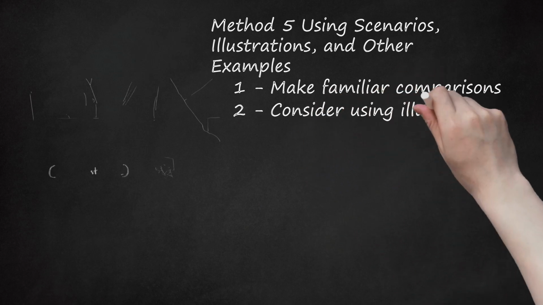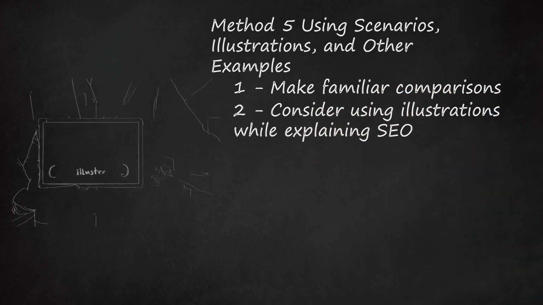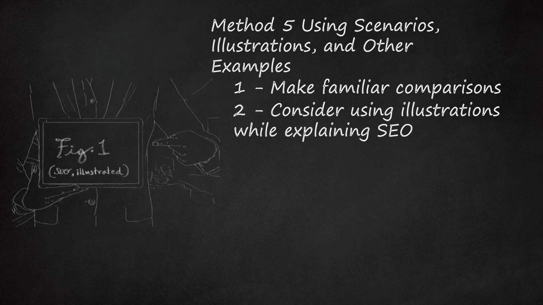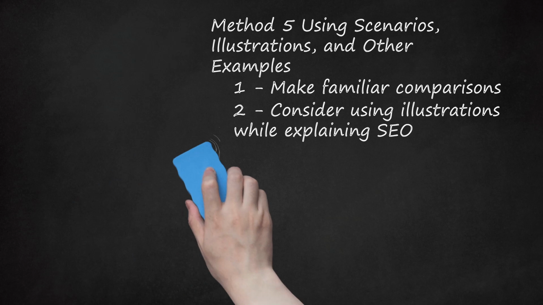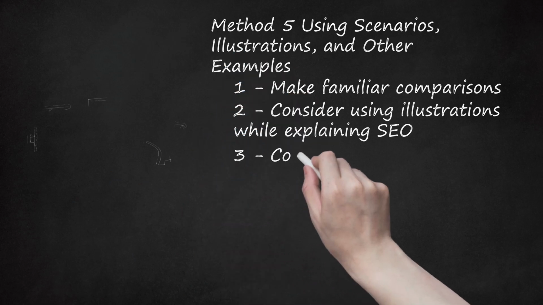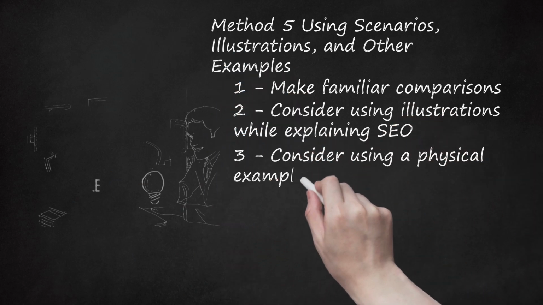2. Consider using illustrations while explaining SEO. Some people are visual learners, and may require some sort of illustration, such as a chart or diagram, to help understand things. For example, if you are explaining the different aspects of SEO, consider drawing a circle on a piece of paper, and labeling it with that aspect. Then, move your pen, pencil, or finger over each bubble as you talk about it. You could also consider drawing a comic where Person A asks Person B questions about how SEO works, and Person A answers them.